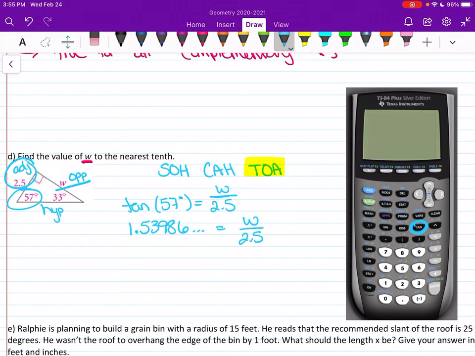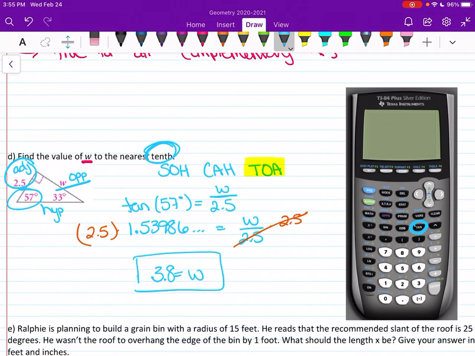Then the next thing I'm going to do is solve for W. So I'm going to multiply both sides by 2.5 so that it cancels. And now I'm going to multiply my answer there in my calculator. And I am going to get that 3.85 equals W. Oh, it says to the nearest tenth. Tenth means one decimal place. So it is just 3.8 equals W. Okay, so 3.8 equals W. All right, so that would be my answer there.